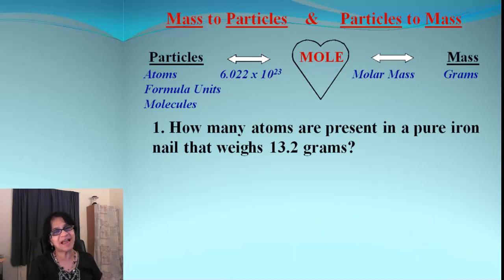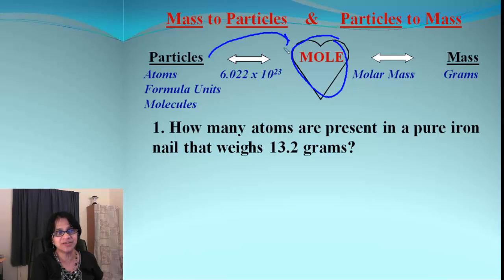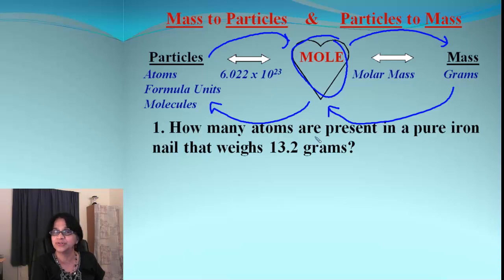So one more time, our roadmap has to go through the heart, which is the mole, or I call it a hub. If we are going to go from particles to mass, keep in mind from particles we need to go to moles, and from moles we need to go to mass. Or if I go from mass to particles, we go from mass to moles, and from moles we go to particles. Let's begin with our very first question.